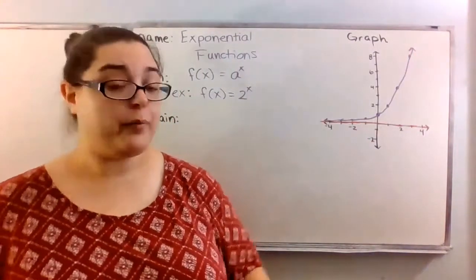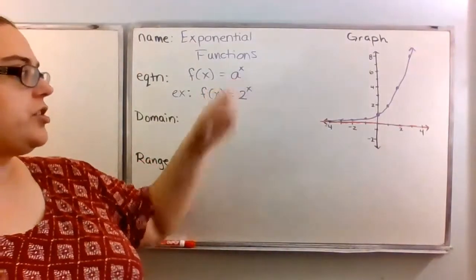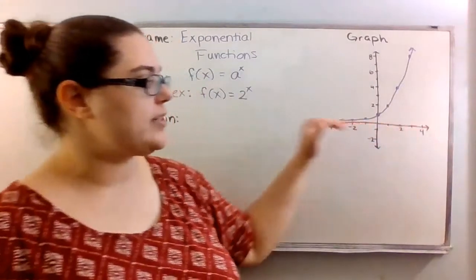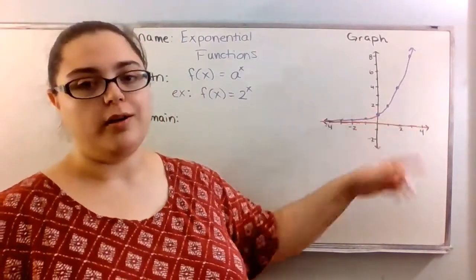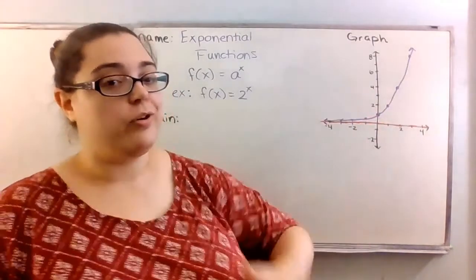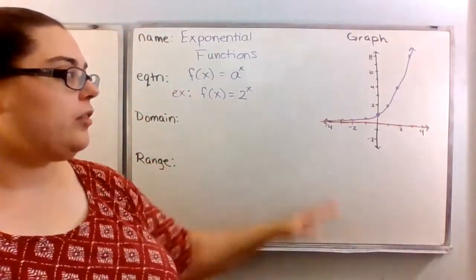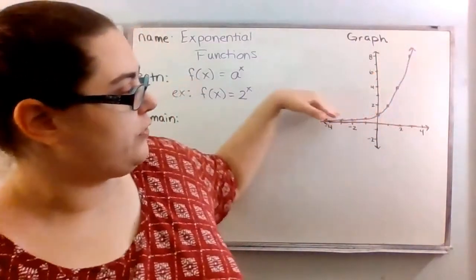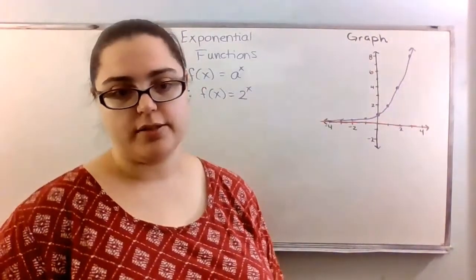Now, there are some common features of all exponential functions. So all exponential functions of this form are going to have that horizontal asymptote of the x-axis, and they're all going to go through the point 0, 1, because any number that's not 0 to the 0 power is going to give you 1. And they're all going to have this general shape, although they may increase and decrease more quickly or more slowly, depending on the value of your base.